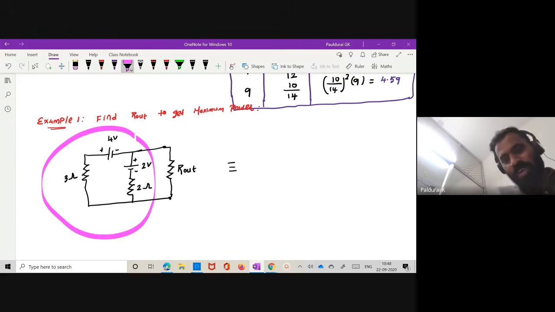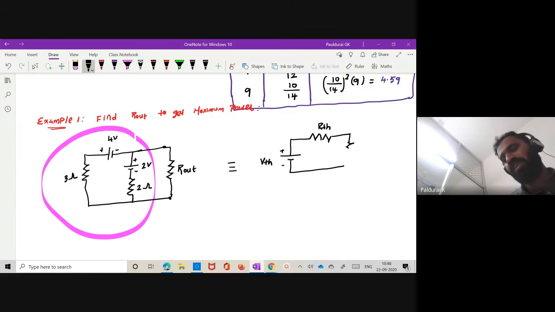So what do you want to do? You want to find the Thevenin equivalent. You will calculate VTH, you will calculate RTH, and here you will connect your R out. So therefore, what is your R out? R out equal to RTH.